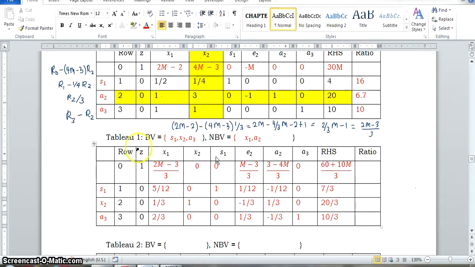Tableau 1 is not the optimal tableau because there still exists a positive coefficient in row 0, which is the coefficient for x1 and e2. Since 2M minus 3 over 3 is greater than M minus 3 over 3, therefore x1 is the entering variable.